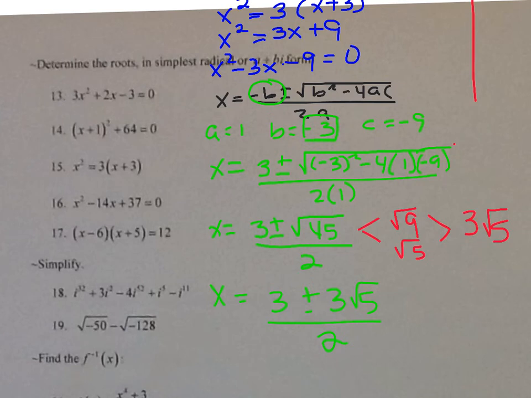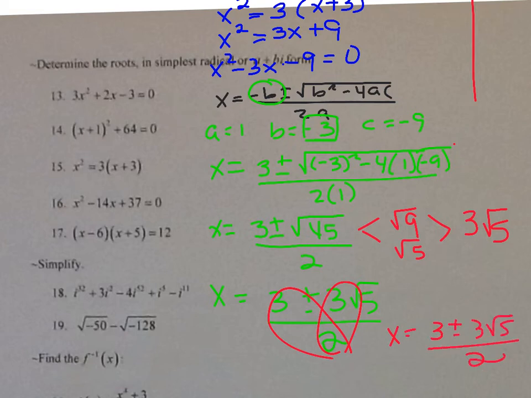All right, so the next thing you would want to do is to see if you can reduce this. We can't reduce it. There's nothing that goes into 3, 2, and 3. So my final answer is x equals 3 plus minus 3, the square root of 5, all over 2. Okay, so let's take a look at number 16.